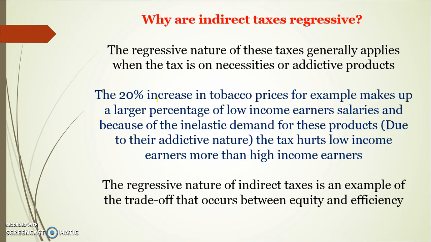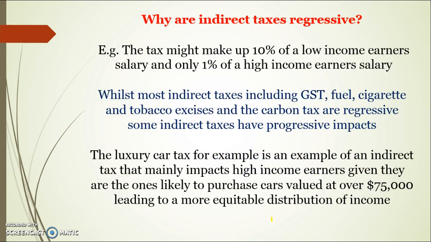So the regressive nature of indirect taxes is an example of a trade-off that occurs between trying to promote more efficiency, which can hurt equity because of the regressive effects, but it helps efficiency by reducing the incidence of smoking and alcohol consumption. So e.g., the tax might make up 10% of a low-income earner's salary, but only 1% of a high-income earner's salary.